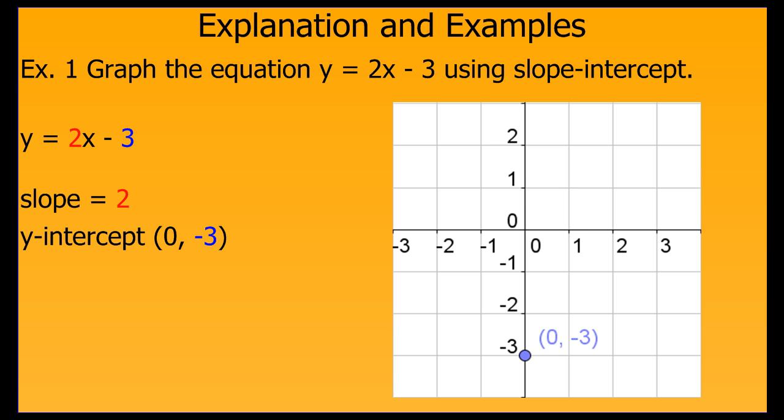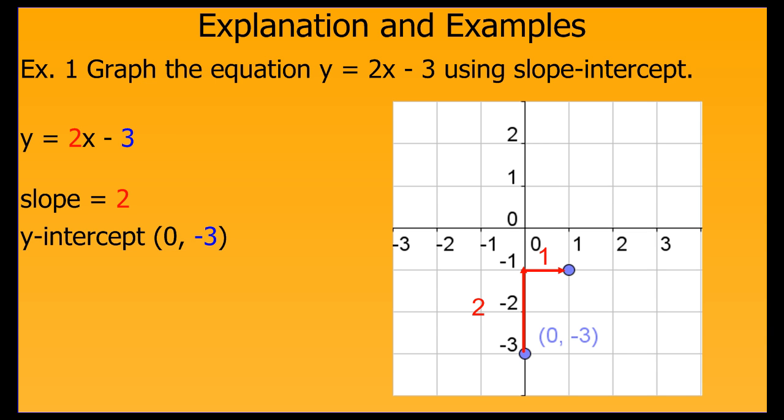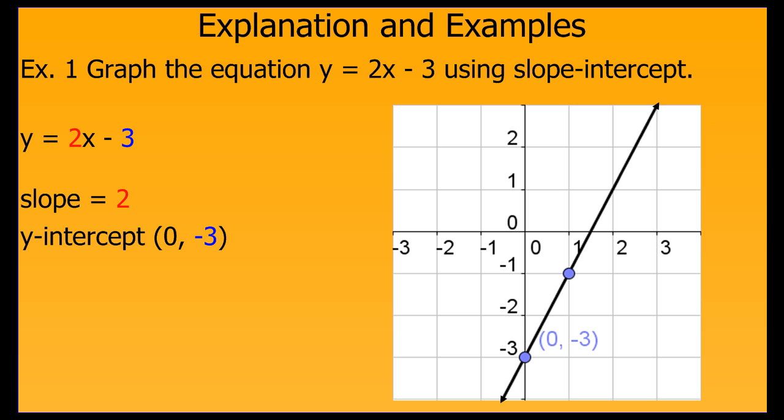Now we can graph this fairly easily. We start by plotting our y-intercept (0, negative 3). Then we use our slope of 2, which we can think of as 2 over 1, to go up 2 and over 1 to get to our next point. Now we connect those 2 points, and that gives us our line.